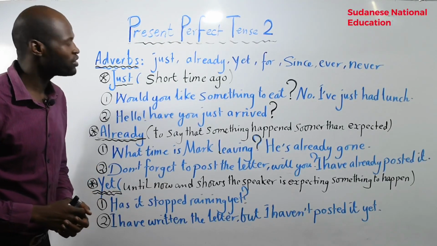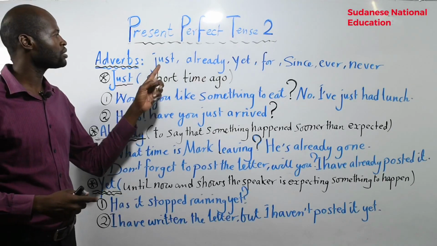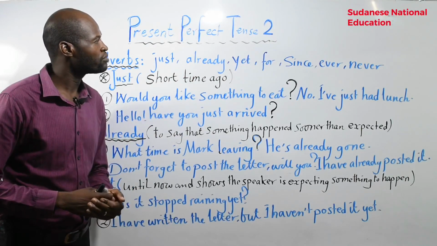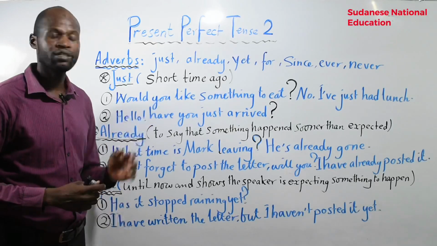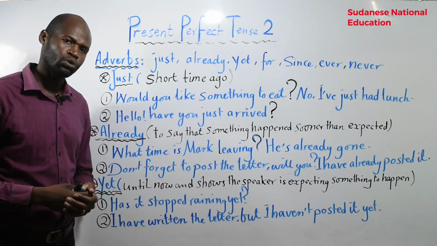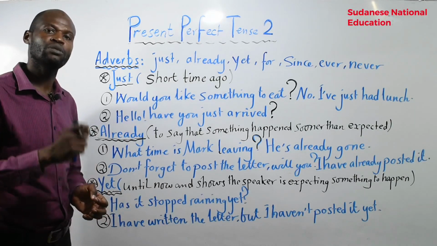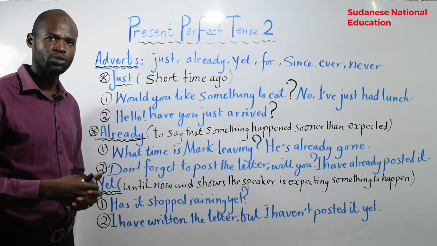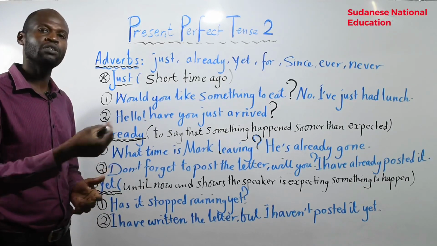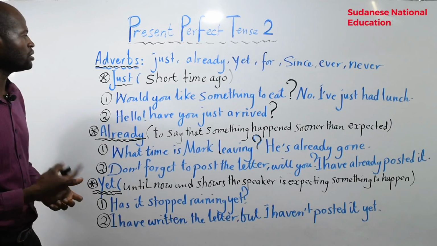Here are some adverbs that we use with present perfect tense: adverbs like just, already, yet, for, since, ever, and never. So present perfect tense also has a situation where we use it for indefinite past action. We can use present perfect tense to talk about indefinite past action. Let's see these adverbs in sentences.